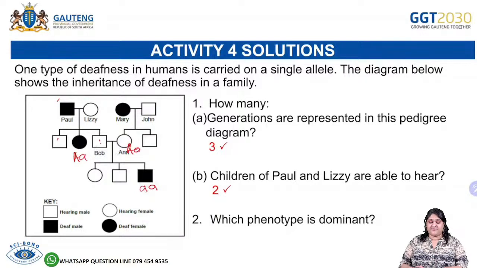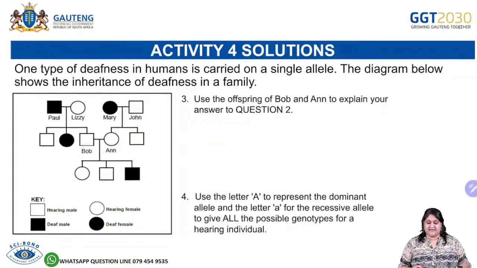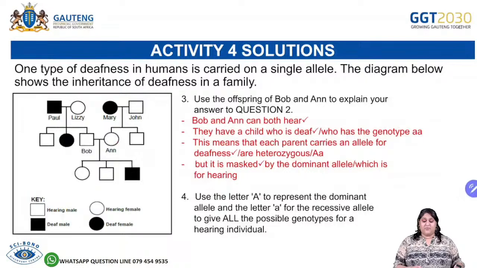So which phenotype? So that will obviously mean that hearing is dominant because both parents are heterozygous. So the dominant allele is the one that is in the phenotype, and that is going to be hearing. So the dominant allele is hearing. Use the offspring of Bob and Ann to explain your answer to question 2. Okay, so that is exactly what we are going to do now. We are going to say Bob and Ann can both hear.